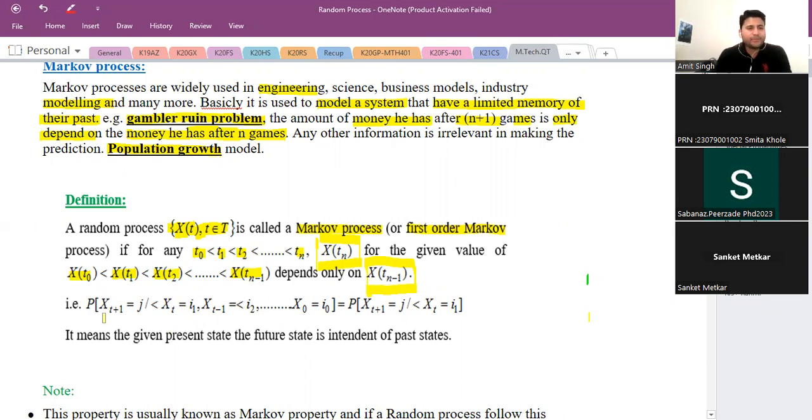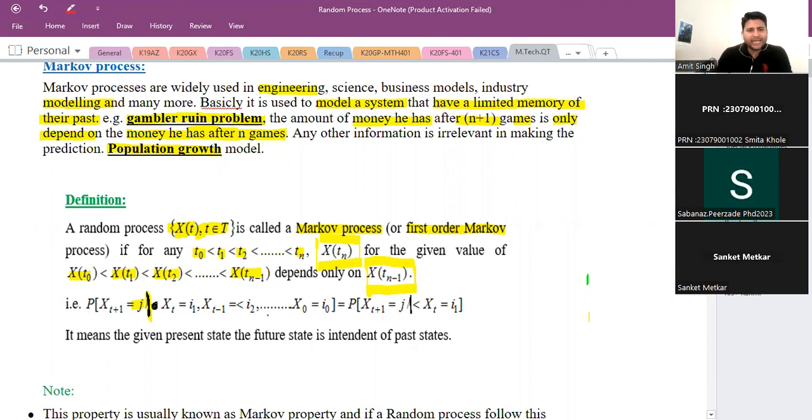So in terms of probability, we can say the probability that x of t plus 1 is j. I'm taking j as some general value; you can say a, b, c, d, a1, a2, a3, we can take anything. I am taking it j. Given, this is the conditional probability. So the probability that x of t plus 1 equals j, given that xt is I1, x t minus 1 is I2, and so on, X0 is I0, is equal to the probability that x of t plus 1 equals j given xt equals I1.